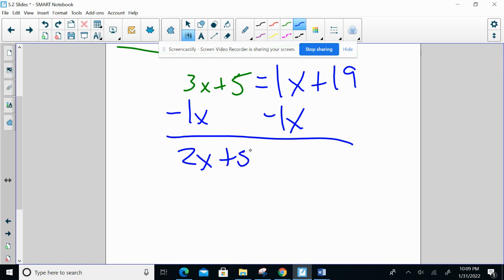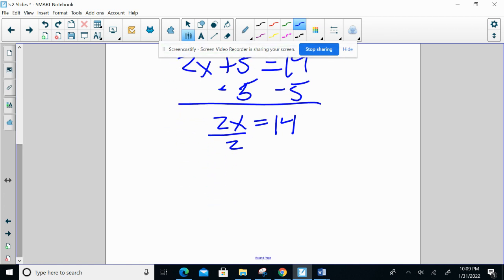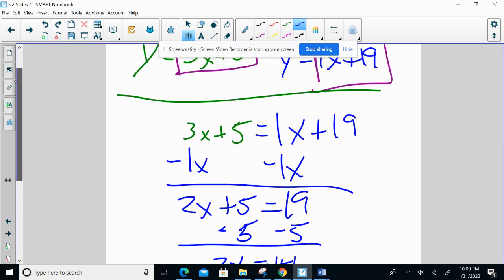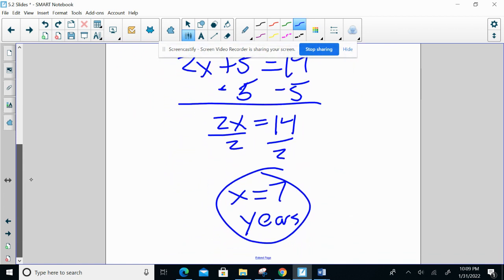Subtract 1x from both sides. Subtract 5 from both sides. You guys know how to solve an equation. I'm going to move pretty quick. You'll have to write this work down. Feel free to pause this video. But what do you know? You got 7. That's years. All right. And we found it on the graph. We found it on the table. Sure as heck should find it on here.